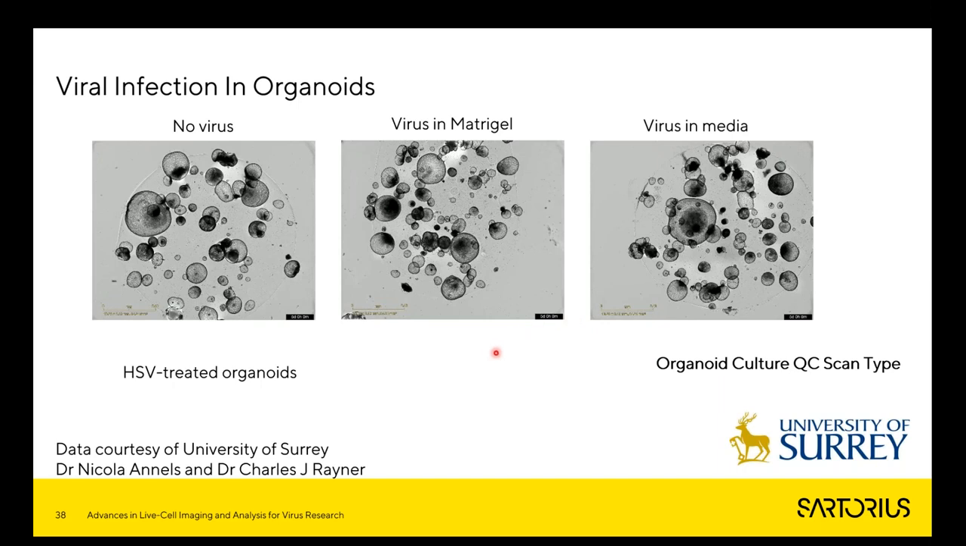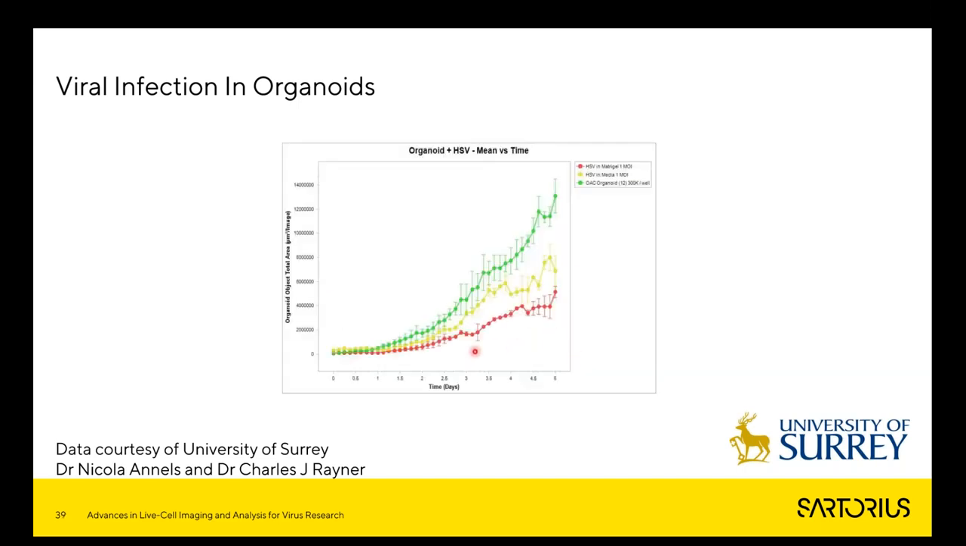different approaches. So by eye, at least to me, it's quite difficult to really see a difference in these three conditions. However, when applying the organoid masking and looking at the data that's been acquired from this mask, we do see that there is in fact a difference between these three conditions. So here, it seems that the virus in the matrix gel is more effective at infectivity, by simply using the organoid's object area as a readout for organoid viability.